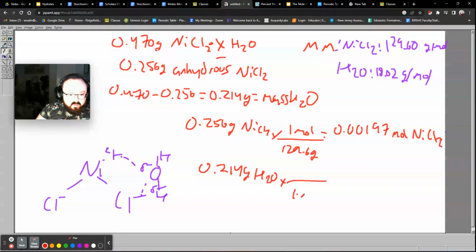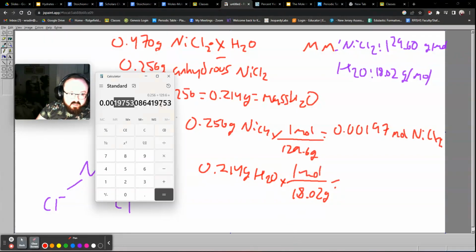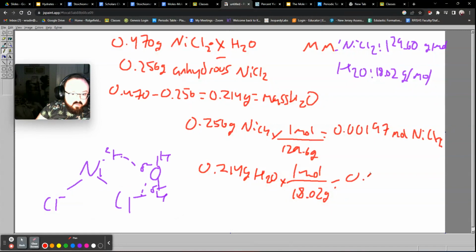Now the moles of H2O. And by this time, you need to know how to do this. I'm simplifying it. You're in my honors class. I've done these plenty of times. So, 0.01188 moles of the H2O. And again, this is a proportion.